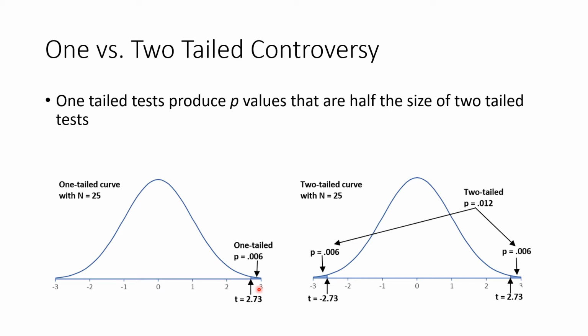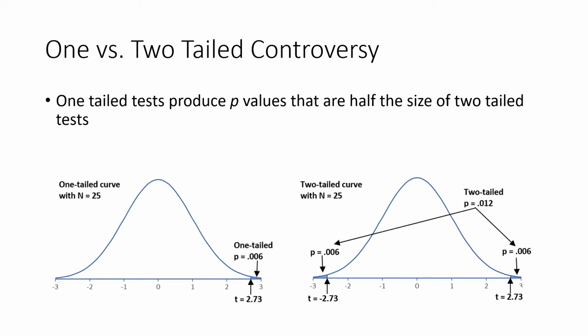Now, if you're using a two-tailed test and you still computed a 2.73, that's the obtained t that you got, the two-tailed test is going to tell you the probability of getting something as far as 2.73 away on either end. So you would still have the 0.006 on the positive tail, but you're also going to add in the 0.006 on the negative tail and combine those to give you a two-tailed probability.